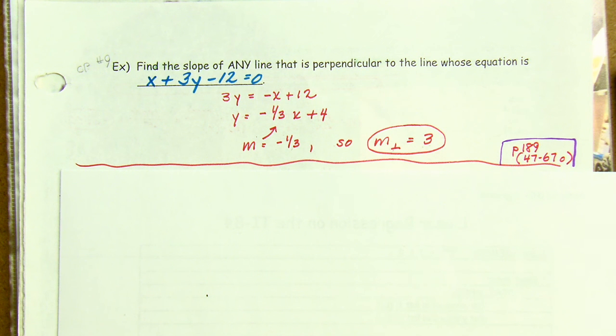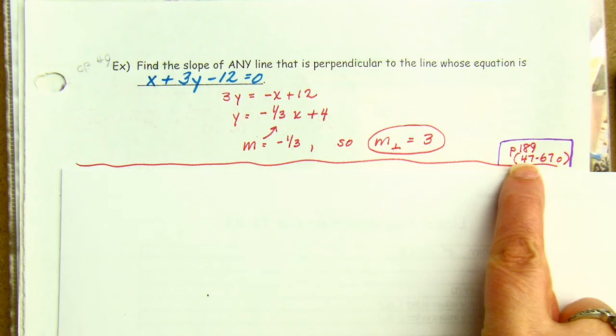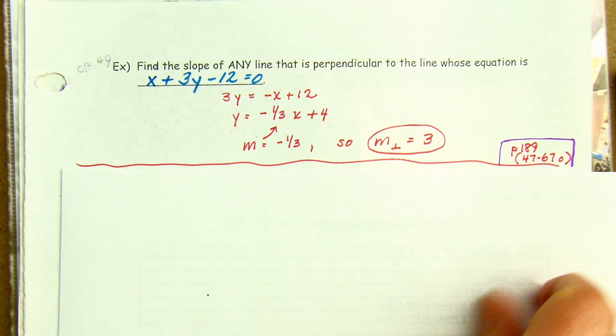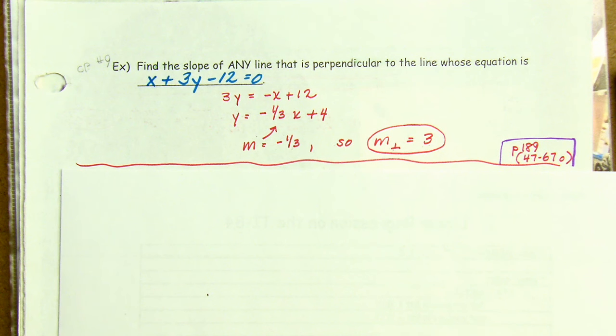If you have any questions, post on the discussion or ask in a Google Meet. Here's the assignment, page 189, 47 to 67 odd. We will continue and pick up with the line of best fit in the next lesson.